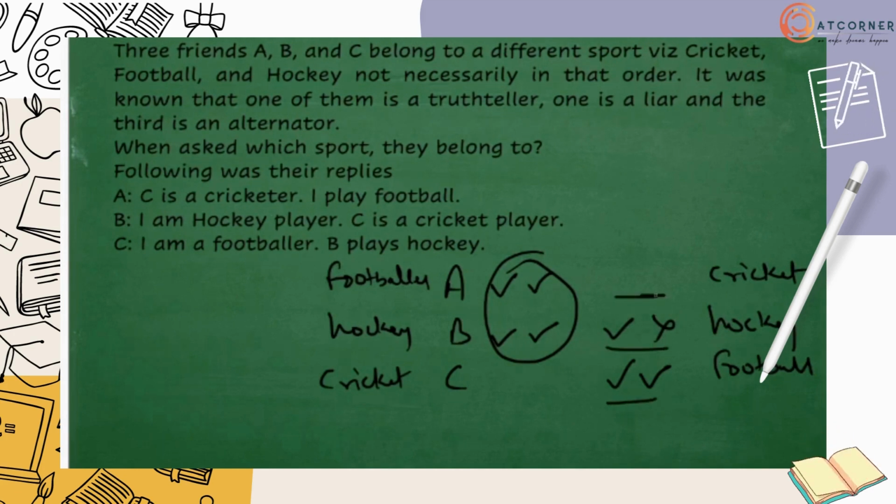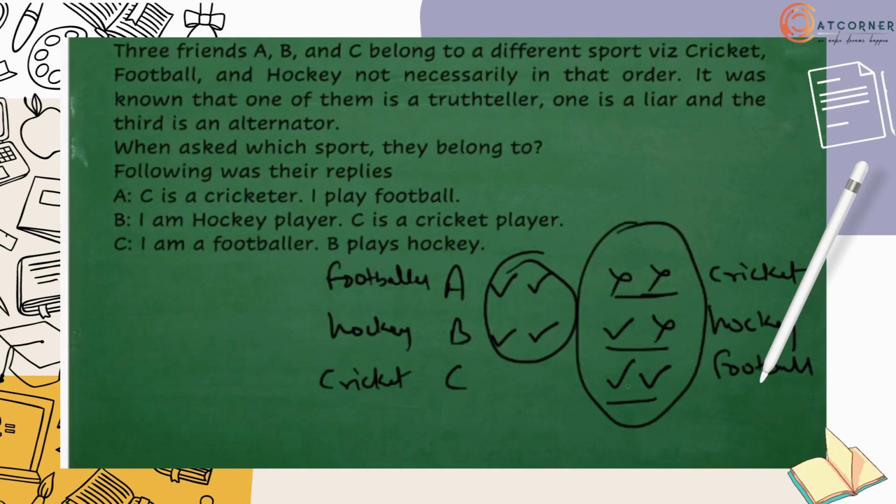Now A has to be a liar, then only the statement or question is correct. Now A says C is a cricketer, false because he is a football player. I play football, this will again be false. So here there is no contradiction, and this is the exact way to solve this type of question because there is no sub condition given regarding any of them. So what we will have to do is assume a truth teller. The statement of that truth teller will be a base for us, and through that we'll find other people's statements.